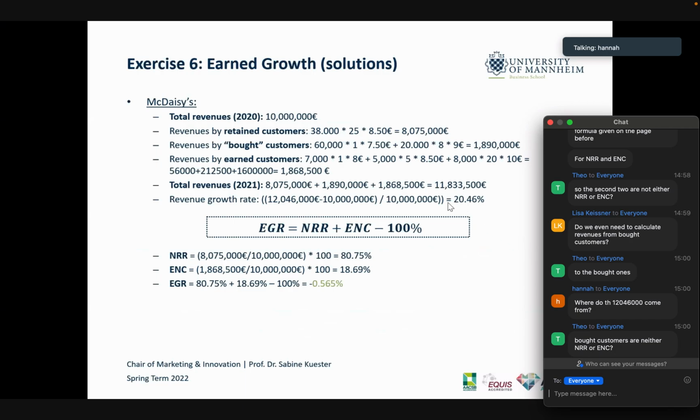Divided by 10 million is 20%. Yeah, that line. This rate? Okay, so it should be your total revenues from 2021 minus this. I think there's a mistake here. We had a mistake in the sum.